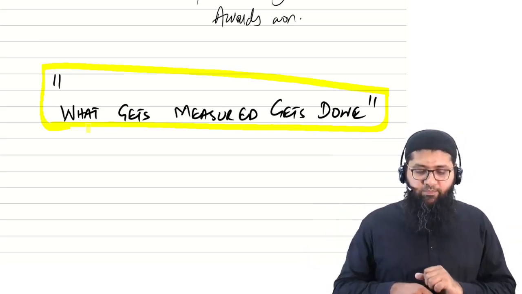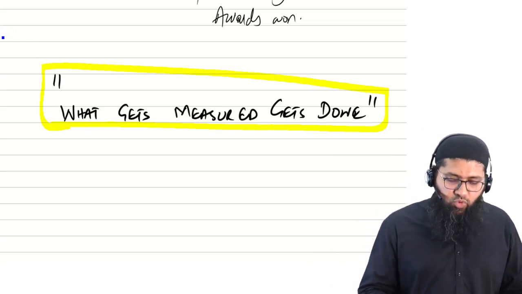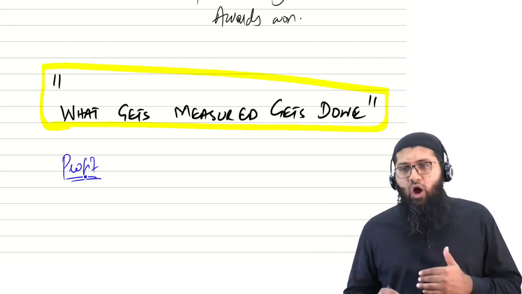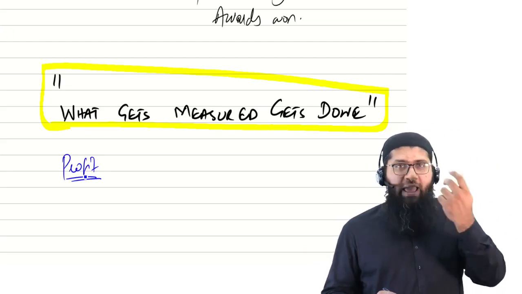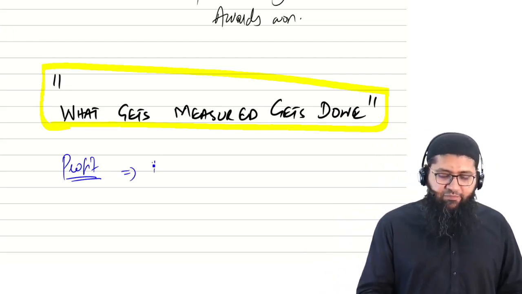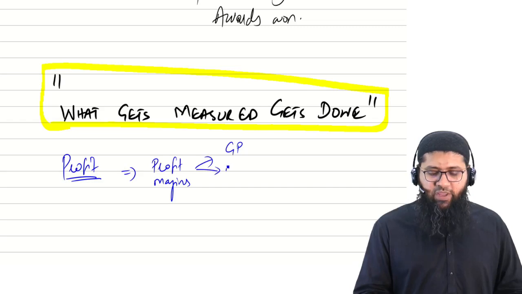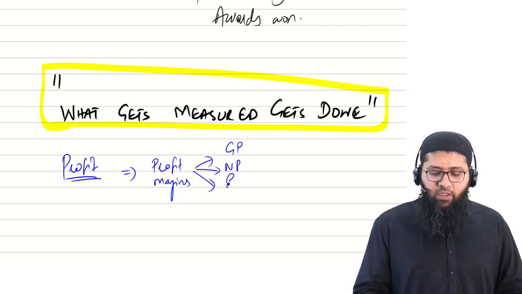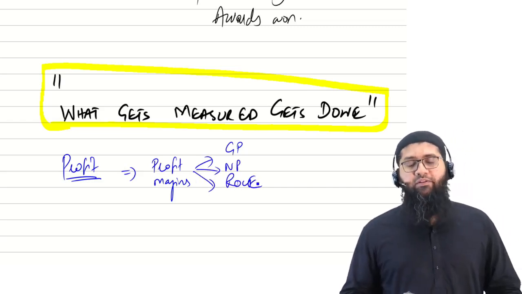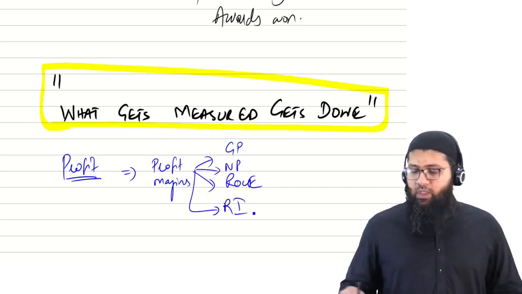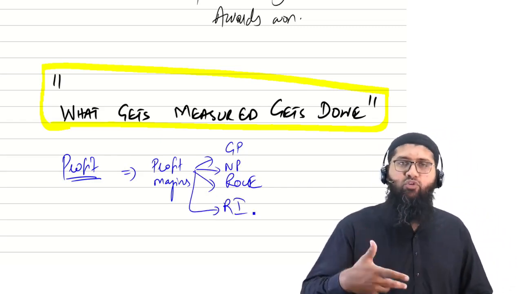So if you want management to focus on profit, your performance measurement should be measuring the different ways of the profit margins. You could be doing it through the GP, through the net profit, through the return on capital employed, even through the residual income. There could be multiple ways through which you could be doing it.